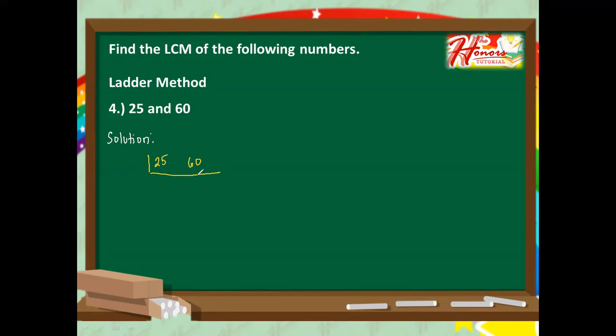And then you have to think of a number that can divide 25 and 60 or 25 or 60. What does it mean? The use of and or. So it means that you can choose a number that can divide 25 and 60, both of them, without remainder. But you can also choose a number that can divide 25 only or 60 only. But be careful, you have to choose a prime number. If ever that you will be choosing a composite number, your answer will be incorrect.